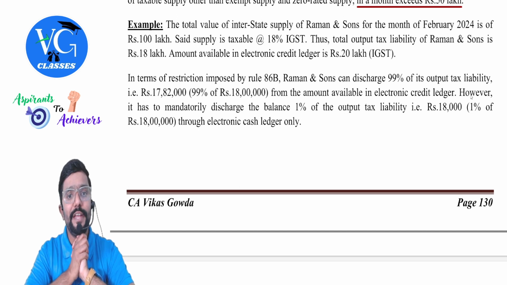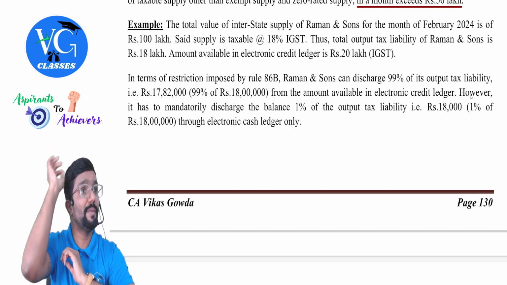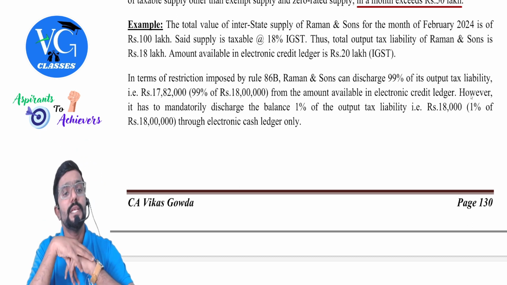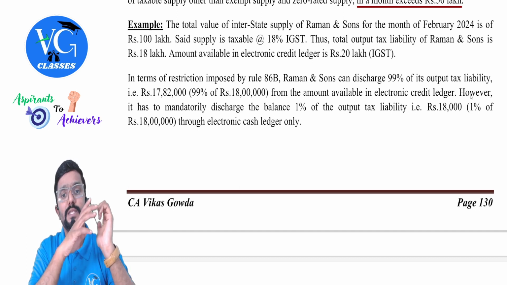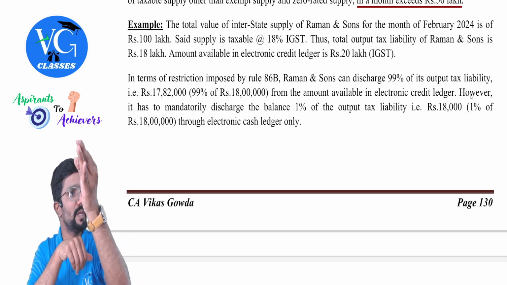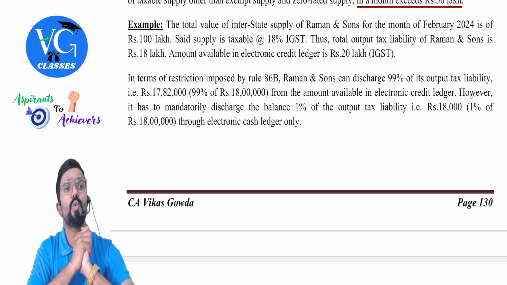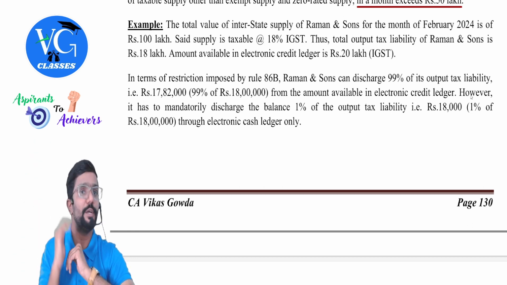The total value of interstate supply of Raman and Sons for the month of February 2024 is 100 lakh. Okay, guys. Outward supply is 100 lakh. Is Rule 86B applicable? Yes, more than 50 lakh. Said supply is taxable at 18% IGST. Thus, the total output tax liability of Raman and Sons is how much, guys? 18 lakh. How did we get it, sir? 100 lakh is the value of supply into 18%. So, what is the output tax? 18 lakh. Amount available in electronic credit ledger is 20 lakh. They have more credit only.